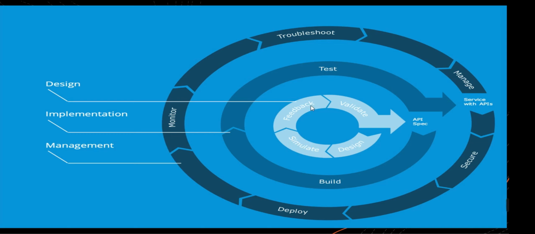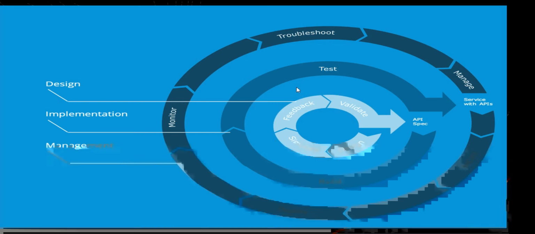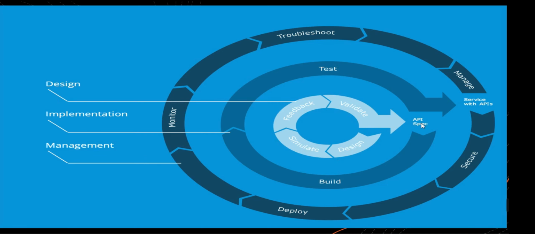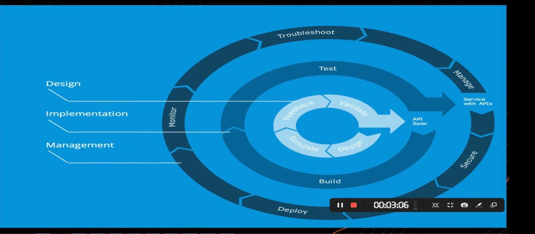Then they are waiting for feedback from the clients. After the feedback is complete, the clients may say they need some modifications in the design phase. At that time, according to the feedback, they will redesign the API and they can validate that API. Once everything is okay, the API specification will be ready. Once the API specification is ready, after that they will go with the implementation.